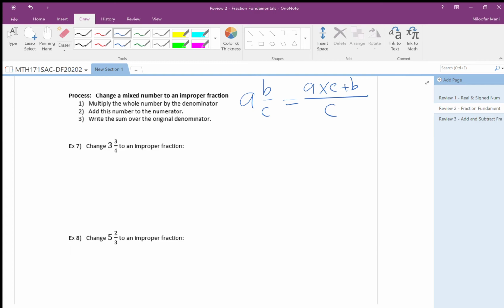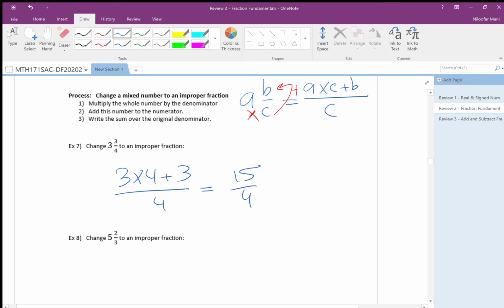So if you want to just memorize, which I really don't want you to memorize, I want you to learn. So do practice and understand what's going on. Then you never forget. But you have to do this times this times this, and add with this one. Plus. Done. This is the answer. Okay, so how about here? 3 times 4 plus 3 divided by 4, which is 15/4. 5 times 3 plus 2 divided by 3, which is 17/3. 15 plus 2, 17/3.